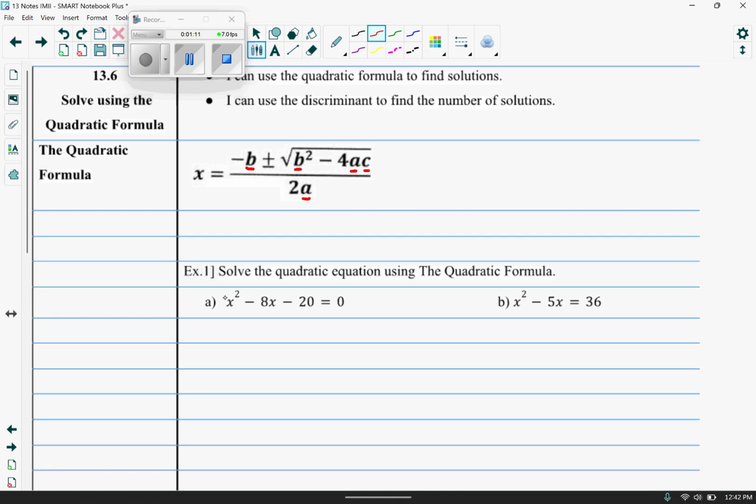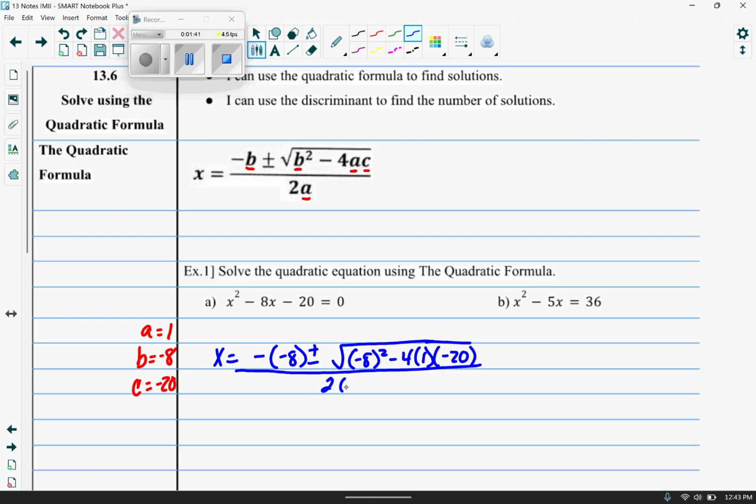So on number 1, my a value is 1, my b value is negative 8, and my c value is negative 20. I'm going to plug it into the formula: x equals opposite of negative 8 plus or minus the square root of b squared, so negative 8 squared, minus 4 times 1 times negative 20, all over 2 times 1. Now from there we're going to do order of operations.